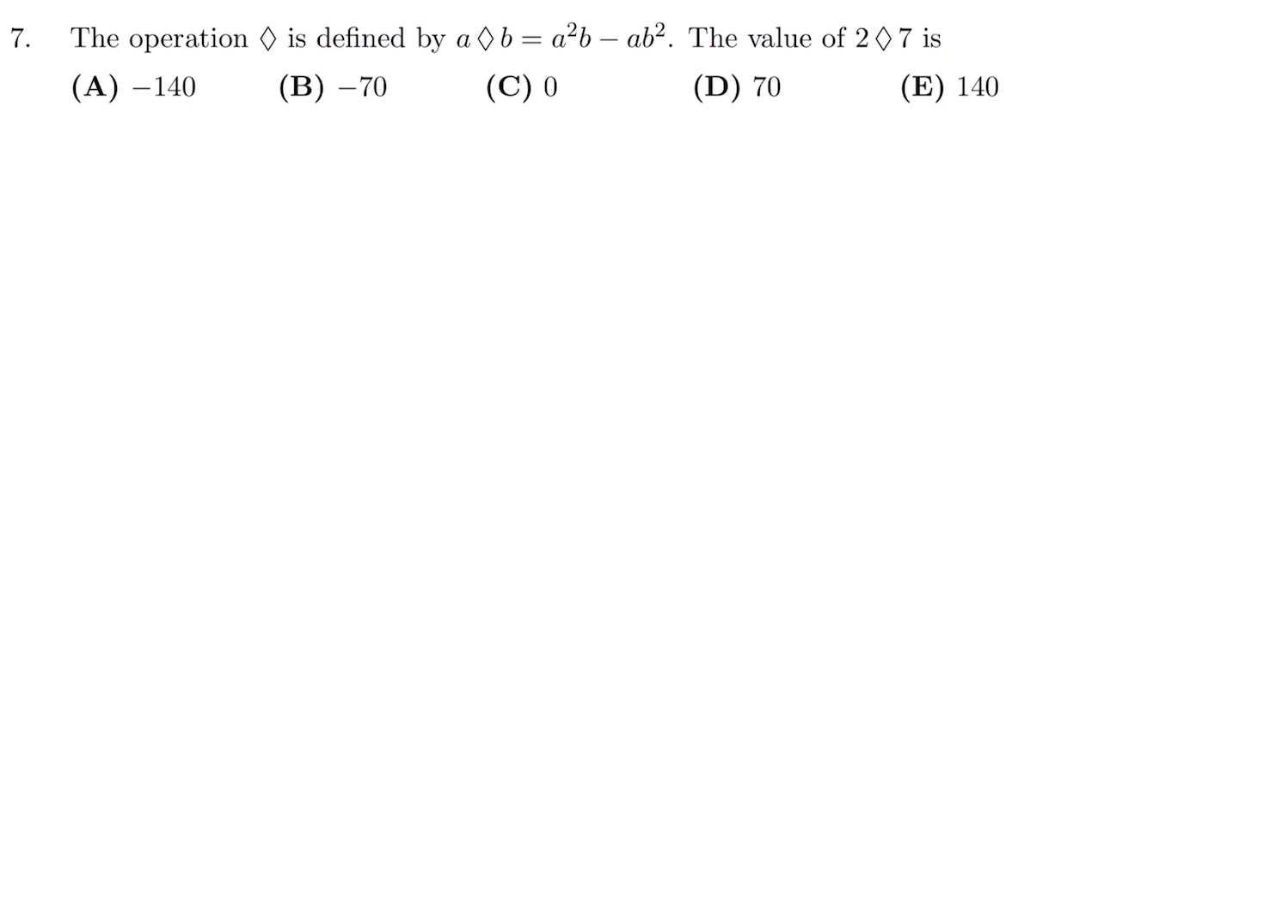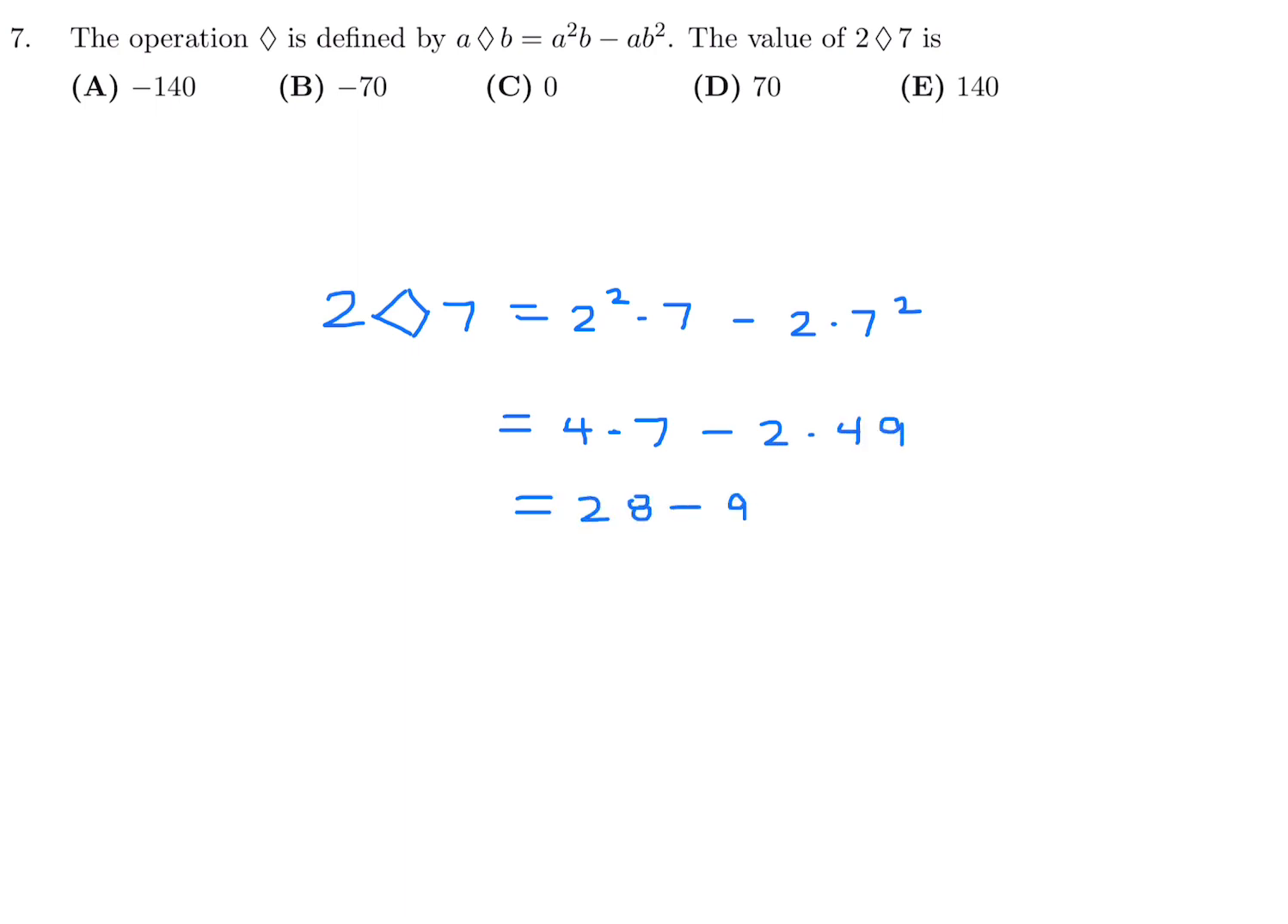The operation A diamond B is A squared B minus AB squared. What is 2 diamond 7? Okay. 2 diamond 7 would be 2 squared times 7 minus 2 times 7 squared. So that's 4 times 7 minus 2 times 49. So that's 28 minus 98, and that is negative 70. So number 7, the answer is B.